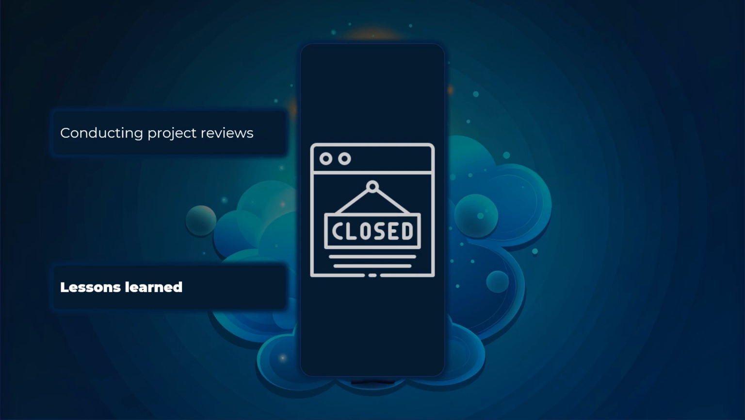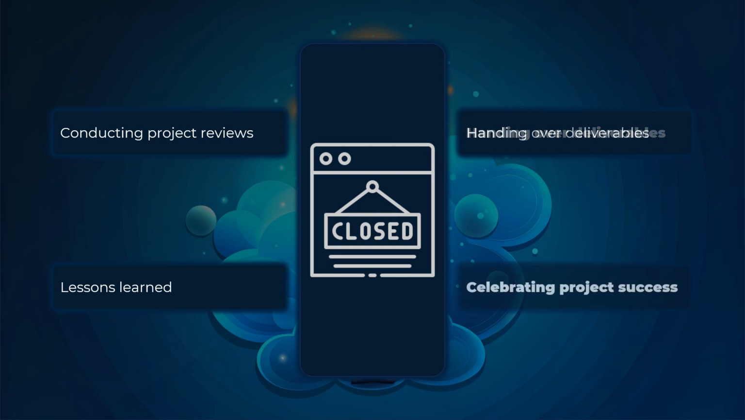Documenting lessons learned, capturing and documenting the knowledge gained from the project to improve future project outcomes. Handing over deliverables, transferring project deliverables to the stakeholders and ensuring that all contractual obligations are met. Celebrating project success, recognizing and celebrating the achievements of the project team and stakeholders.